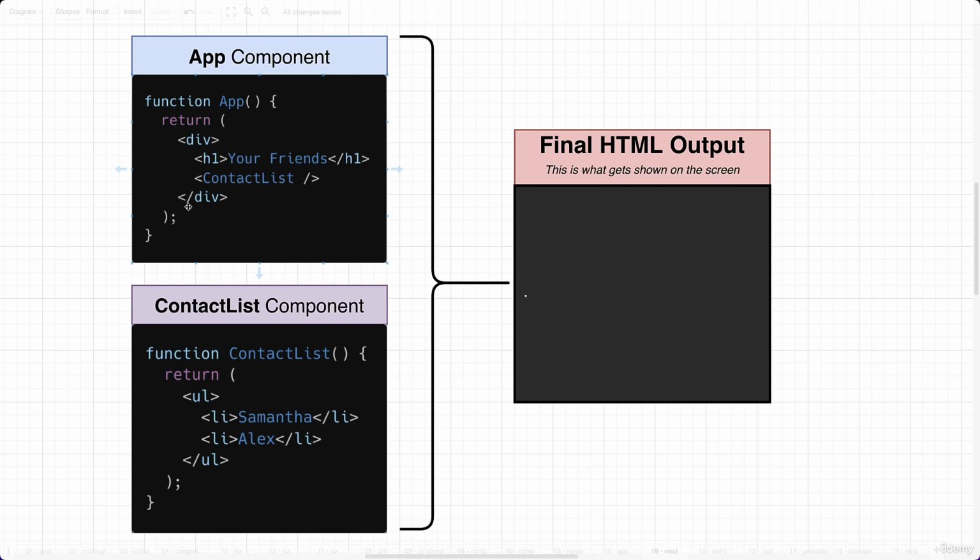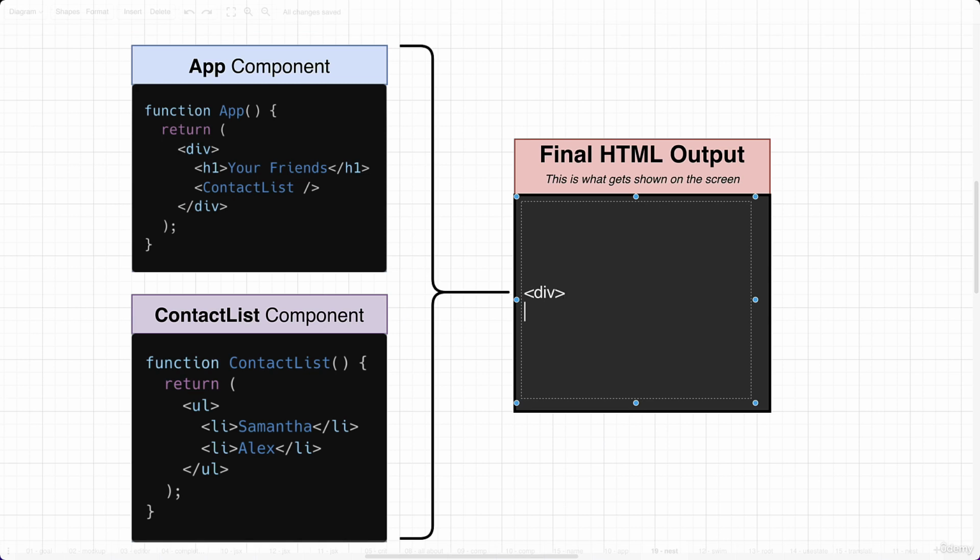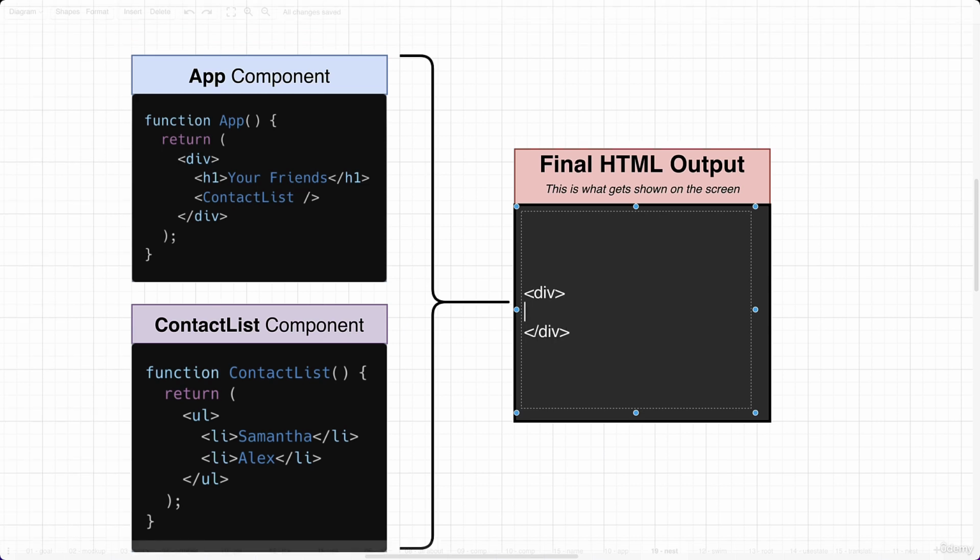React is going to first call the app component, and it's going to get back this block of JSX right here. React is going to take a look at the first JSX element, which is the div, and it's going to say, okay, I need to create a div and show it on the screen. It will then move inside that div and see that it needs to display an h1 that says your friends. So it'll create another HTML element that says your friends, not your fiends. It'll then move on to the next element. This one says contact list.